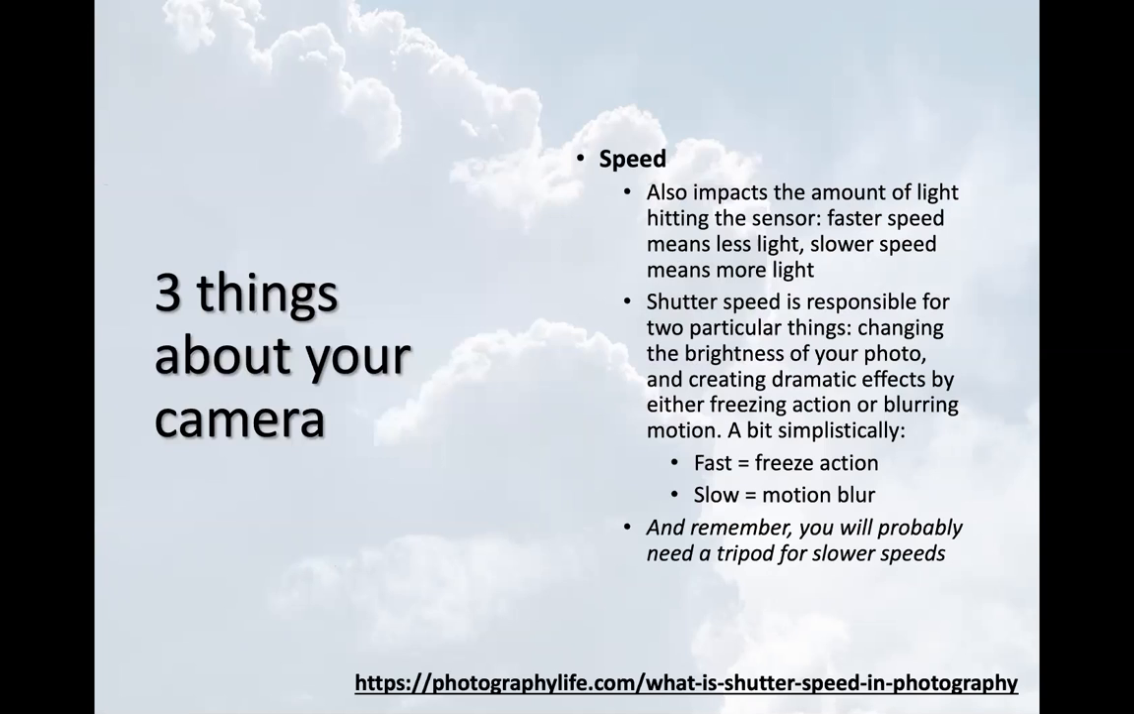Speed. This also impacts the amount of light in the sensor. A faster speed means less light. Slower speed means more light. The lens is open for longer, so you get more light coming in.